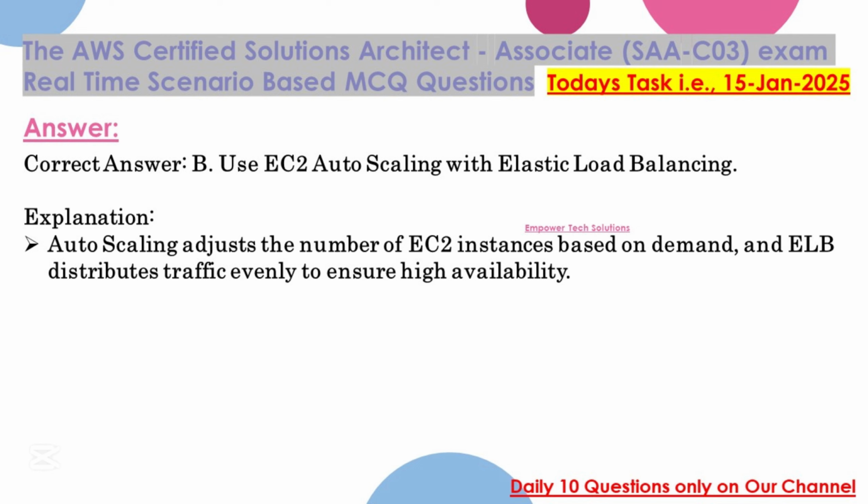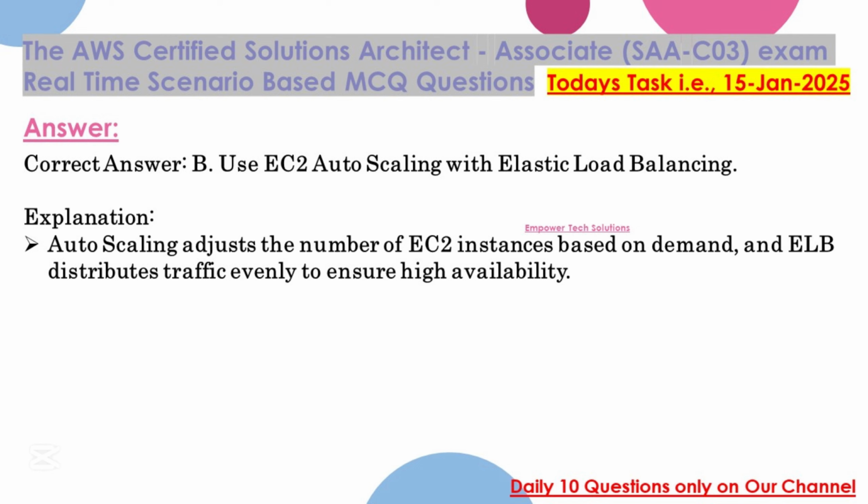Correct answer: B. Use EC2 Auto Scaling with Elastic Load Balancing. Explanation: Auto Scaling adjusts the number of EC2 instances based on demand, and ELB distributes traffic evenly to ensure high availability. Why not other options? Option A. Scheduled scaling doesn't respond to real-time traffic changes. Option C. Lambda is serverless, but may not suit stateful applications requiring EC2. Option D. Elastic Beanstalk with a fixed instance count cannot scale dynamically.